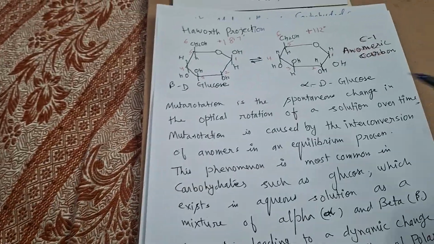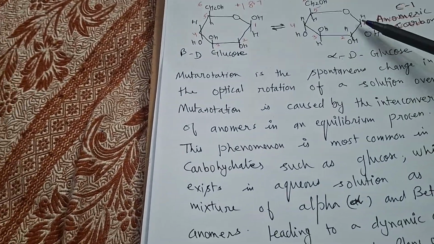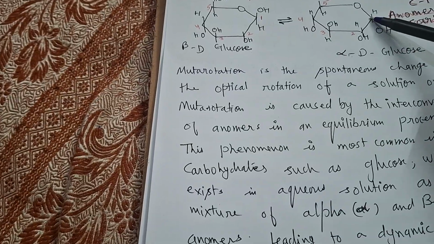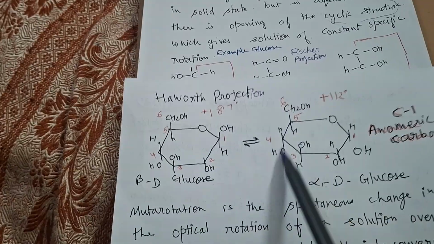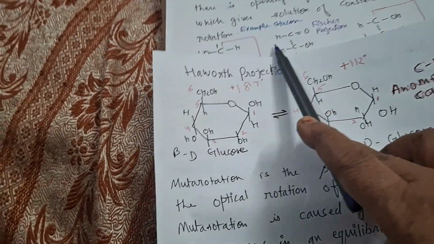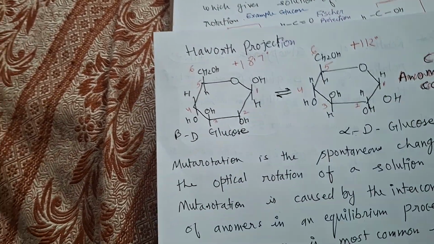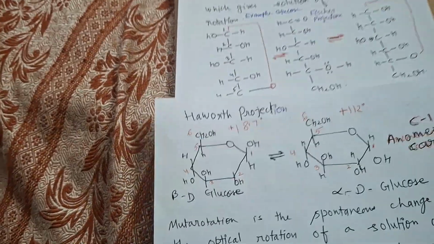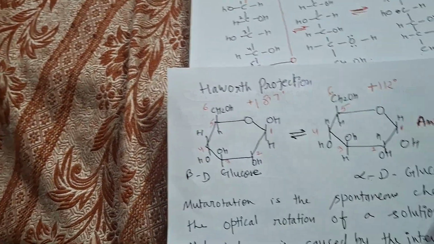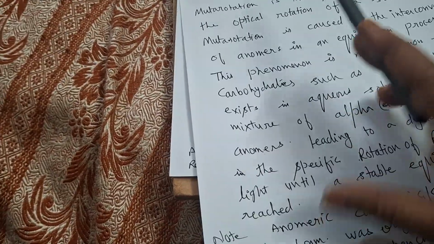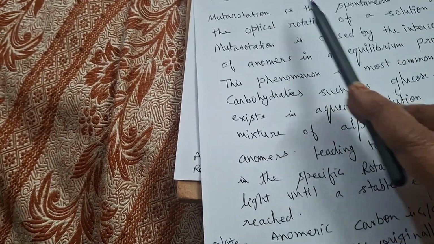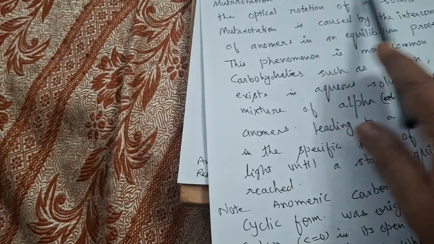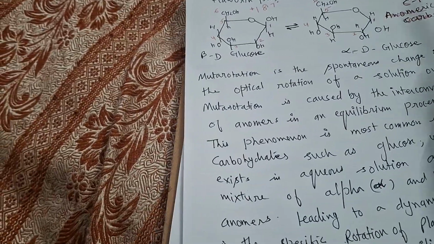Okay, now this is the Haworth projection. Write down the Haworth projection also. Draw this structure. See, this is the C1 carbon. Earlier we have seen that it was a CHO group. Where has it gone? Here it was the CHO group. Now in the Fischer projection I have shown you the open chain structure, but here I have shown it in the cyclic form. Okay, so alpha D and beta D, this is written in the class 12th chemistry book.